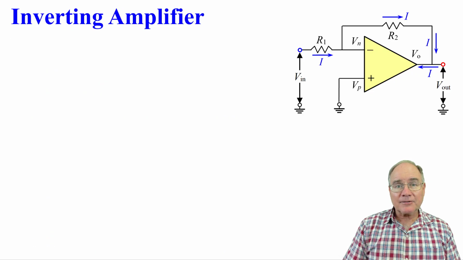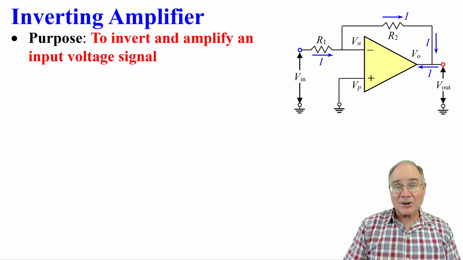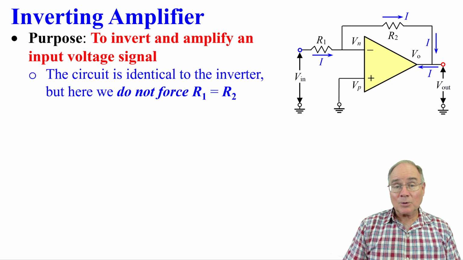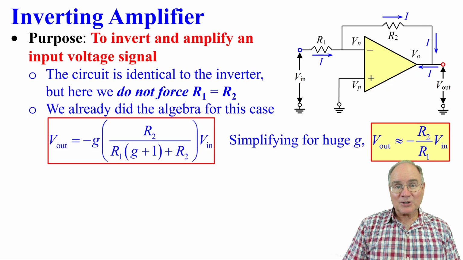Next, consider an inverting amplifier. The circuit here is identical to that of the inverter, and the purpose here is to invert and amplify the signal. And we don't force R1 to equal R2, but we've already done the algebra for the general case, and Vout is the equation we had previously. Again, simplifying for huge G, Vout is minus R2 over R1 times Vin.